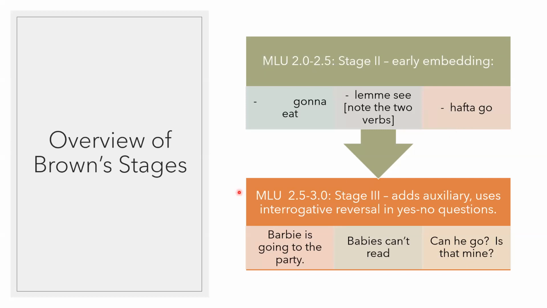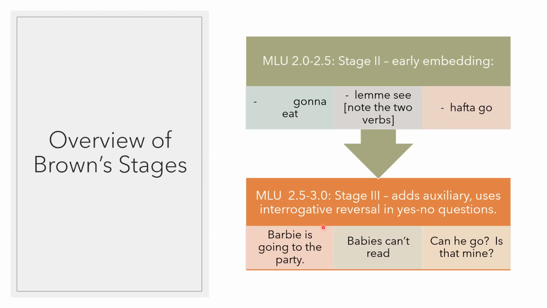All right, so when we get to stage 3, the MLU has gotten to be roughly between 2.5 and 3. So again, sometimes the utterance may still be very short, one or two words, but sometimes it may be very long, like "Barbie is going to the party." That is 1, 2, 3, 4, 5, 6, 7 morphemes long. Because remember, when you have an average, some are going to be longer, some are going to be shorter, but once you average them out, they're going to land somewhere between 2.5 and 3.